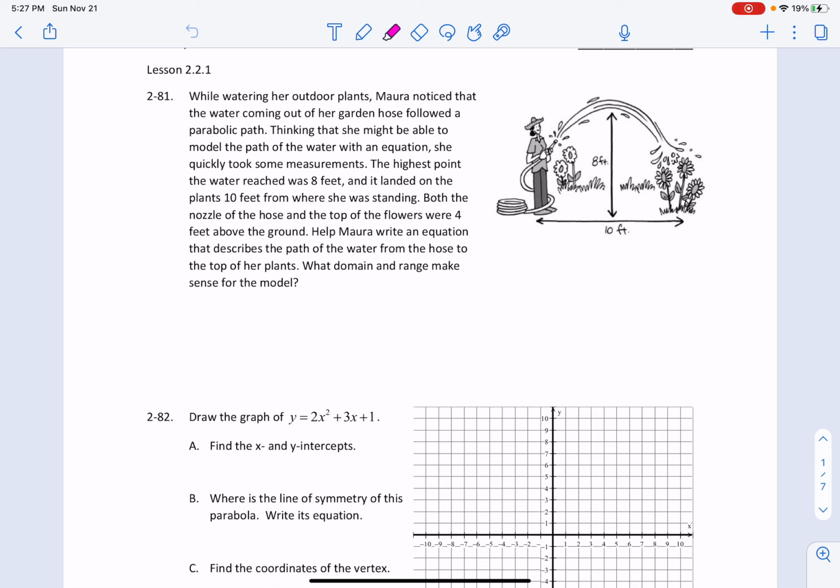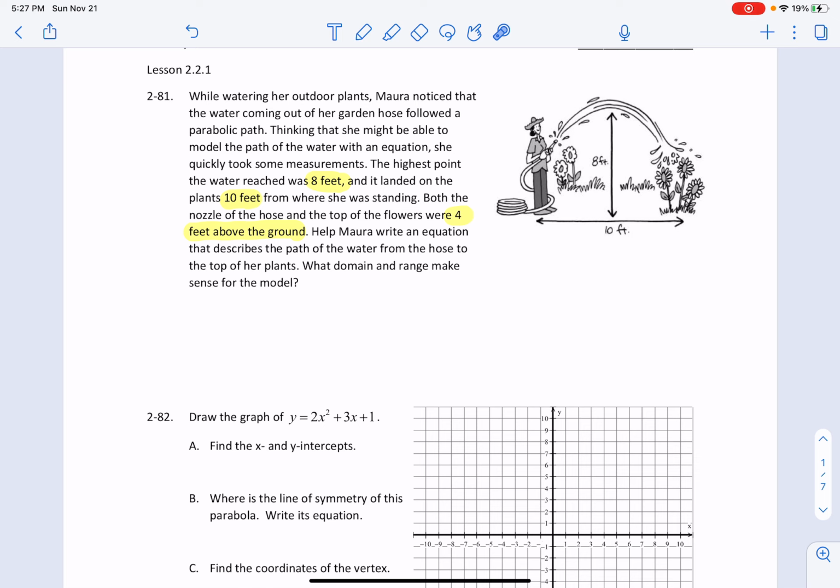Okay, that seems important, so I'll highlight it here, 8 feet. And it landed on the plants 10 feet from where she was standing. Both the nozzle of the hose and the top of the flowers were 4 feet above the ground. Help Maura write an equation that describes the path of the water from the hose to the top of her plants. And then it asks what domain and range makes sense for this model.